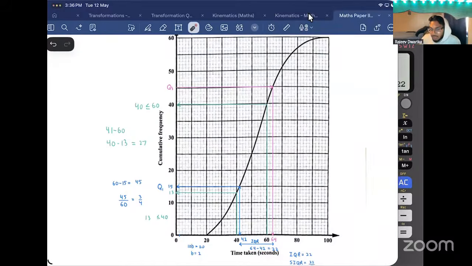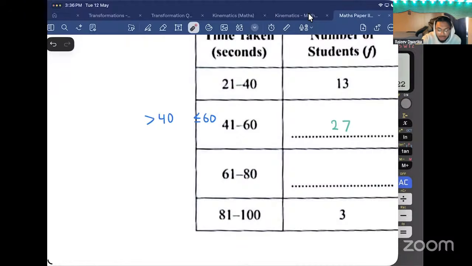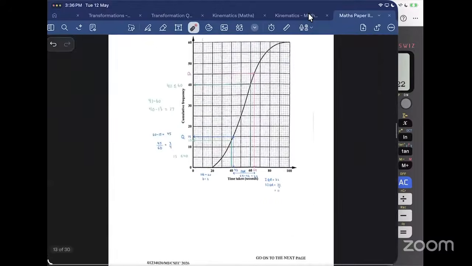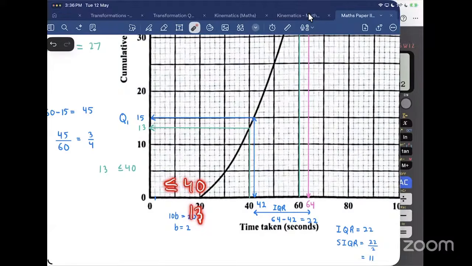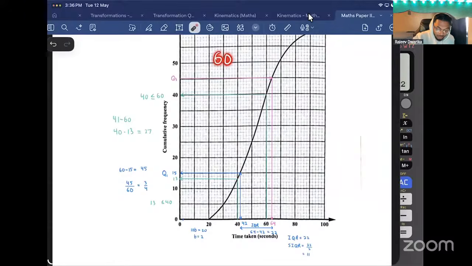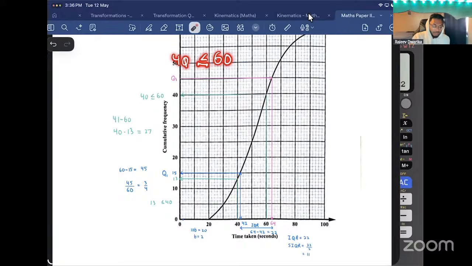I'm running back again, right? 41 to 60 earlier. Wouldn't that be more than 40, but less than or equal to 60? Yes, sir. So here we find the number of students that did it in 40 or less, which was 13. Then the students that took 60 or less, which we found to be 40. So if I want to find 41 to 60, I'll subtract the 13 from the 40, and I'll get 27. Right? Yes, sir.